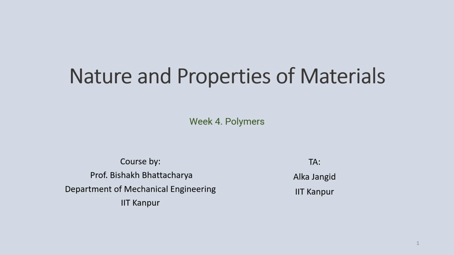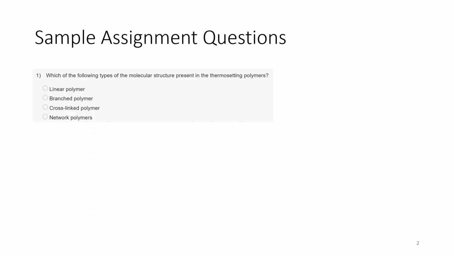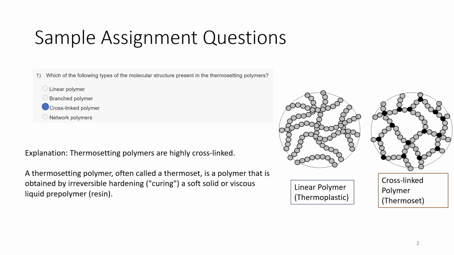So you have joined late, so I'll restart the questions again. First question was, which of the following types of molecular structure is present in the thermosetting polymers? Your options are linear polymer, branched polymer, cross-linked polymer and network polymers. So here the correct answer will be cross-linked polymers.